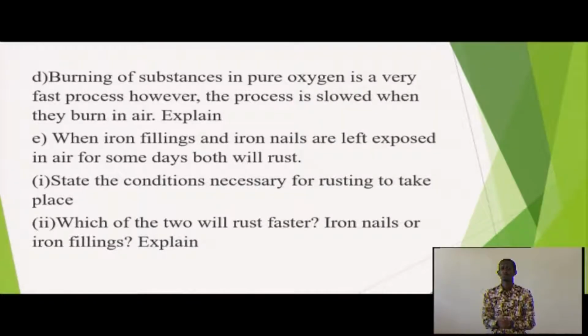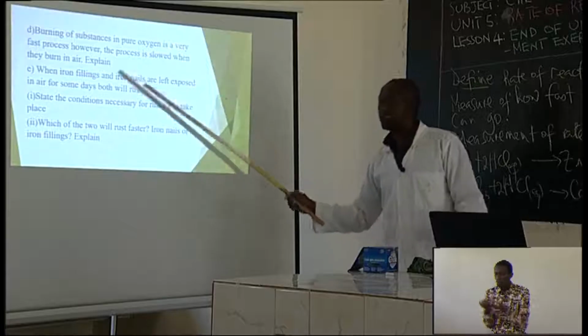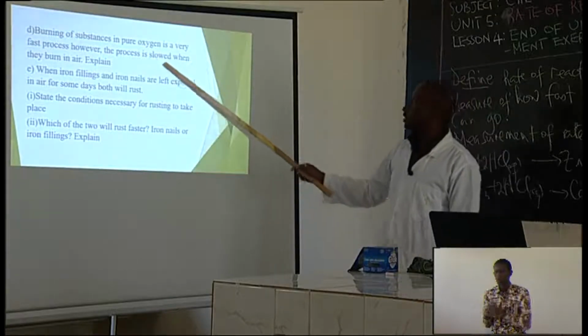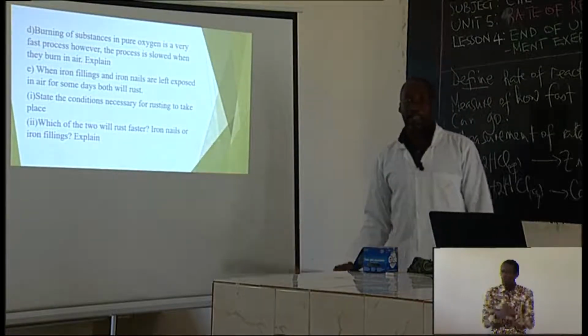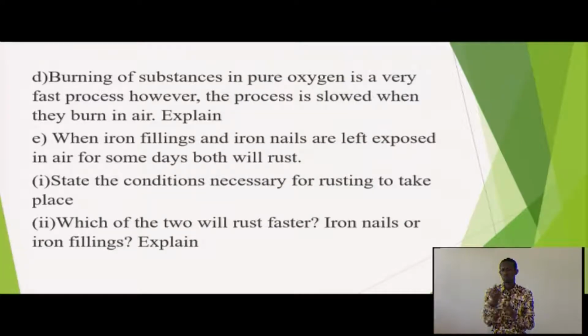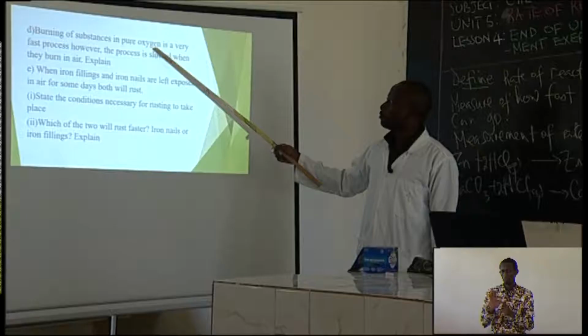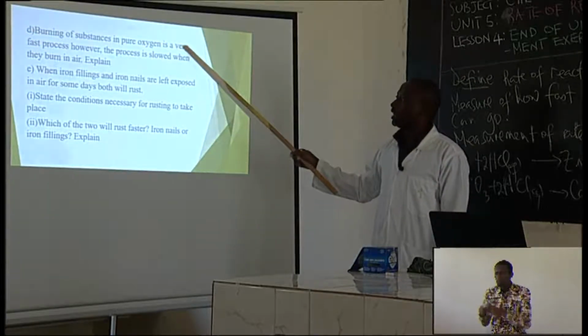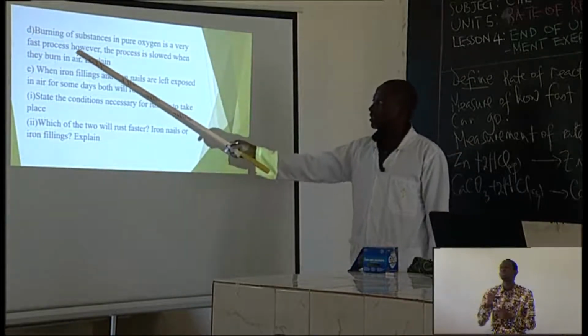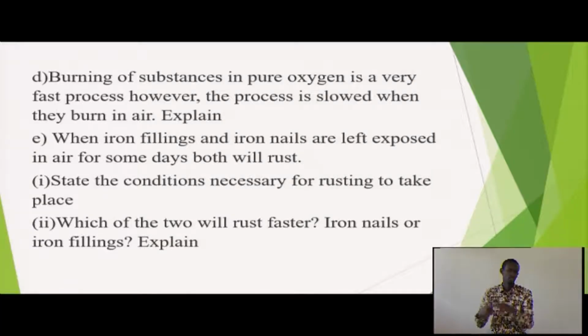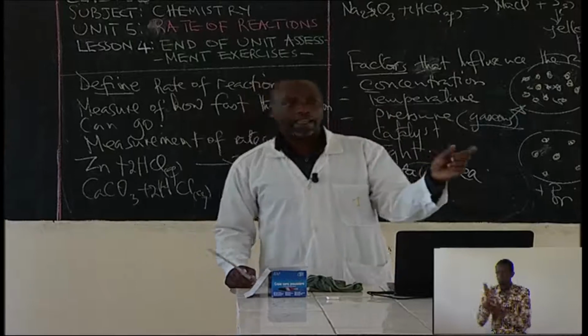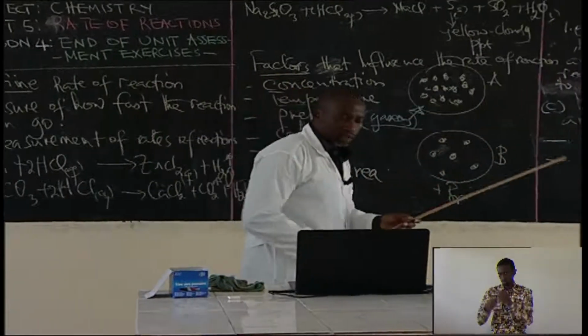Burning of substances in pure oxygen is a very fast process. However, the process is slowed when they burn in air. So what is the implication of that? In pure oxygen, there is accelerated burning. But in air, that means air contains some other substances.